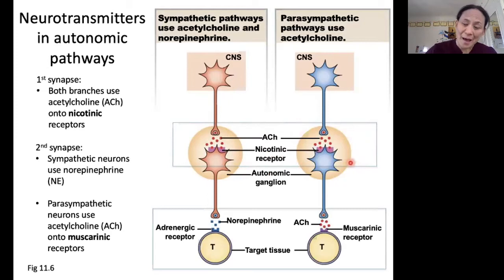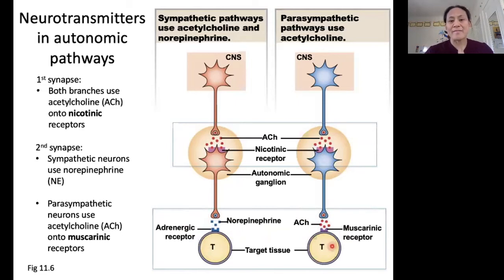Looking at the second synapse, we have different neurotransmitters and receptors being used by our two different branches of the autonomic nervous system. For the sympathetic, our neurotransmitter is norepinephrine, and our receptor on the target is what's called an adrenergic receptor. If we look at the parasympathetic nervous system, we use acetylcholine as a neurotransmitter, and it is going to bind to muscarinic receptors on the target.